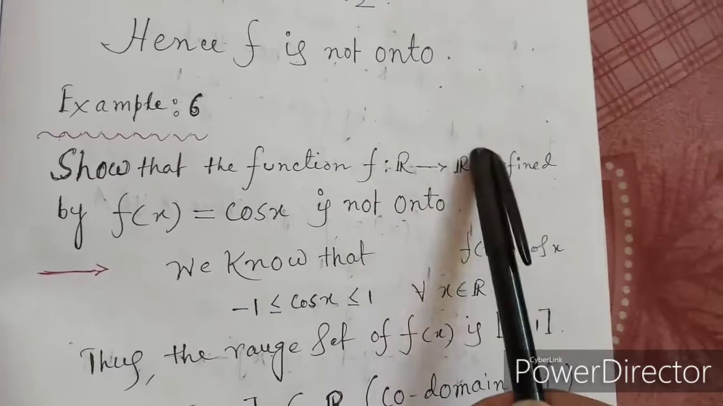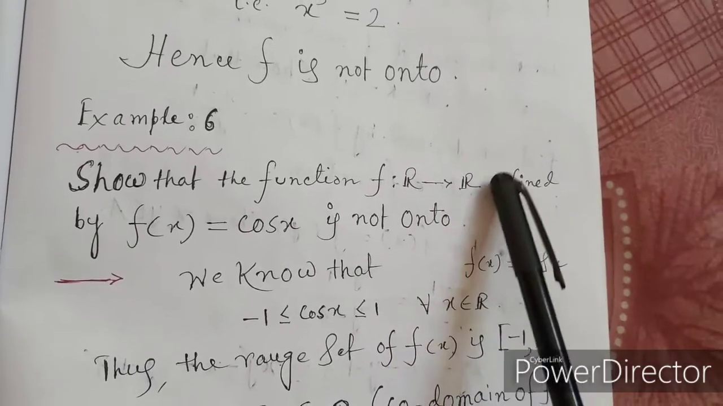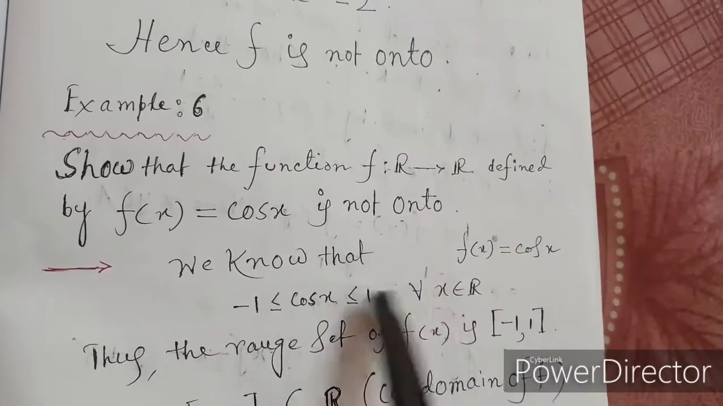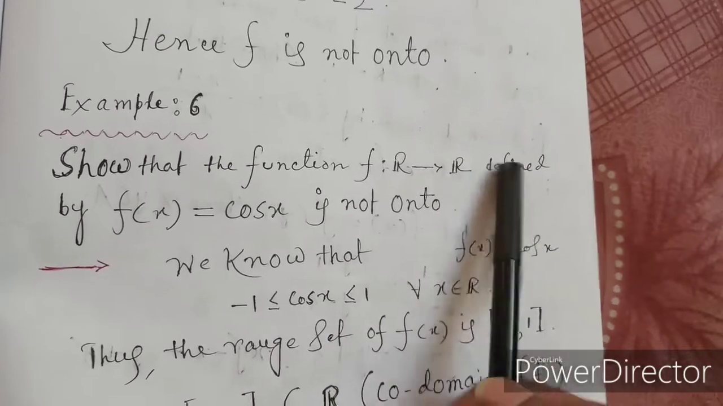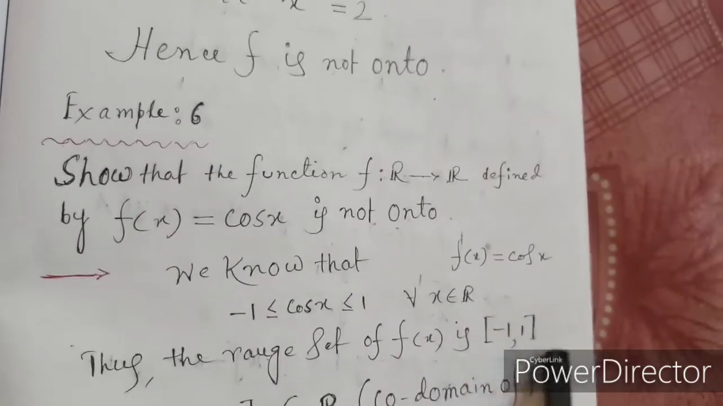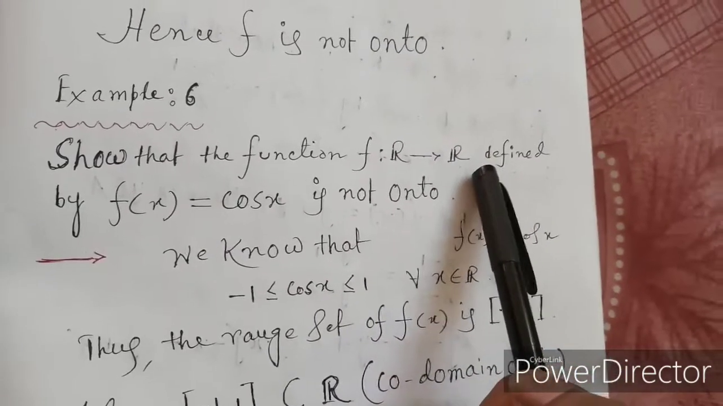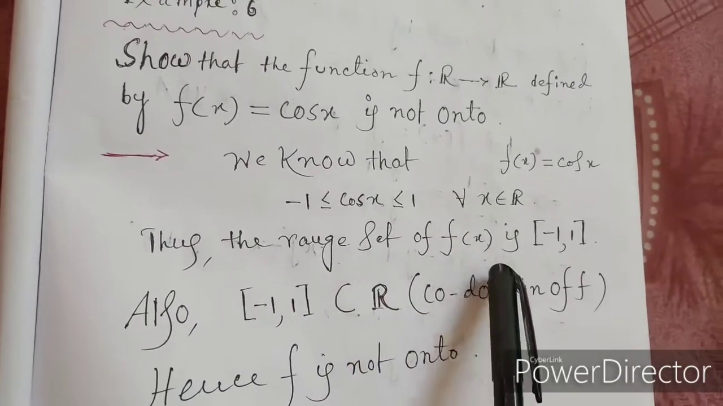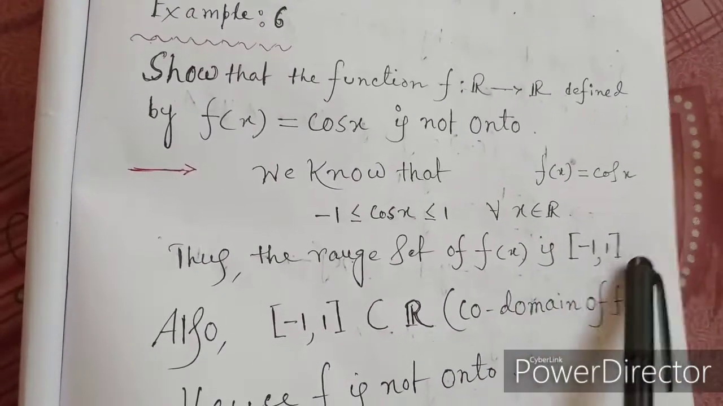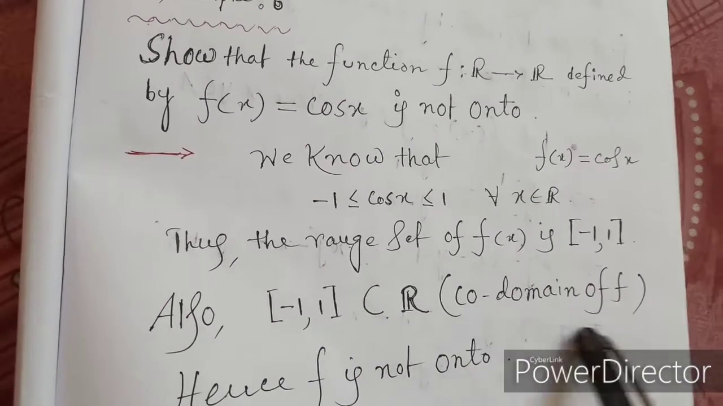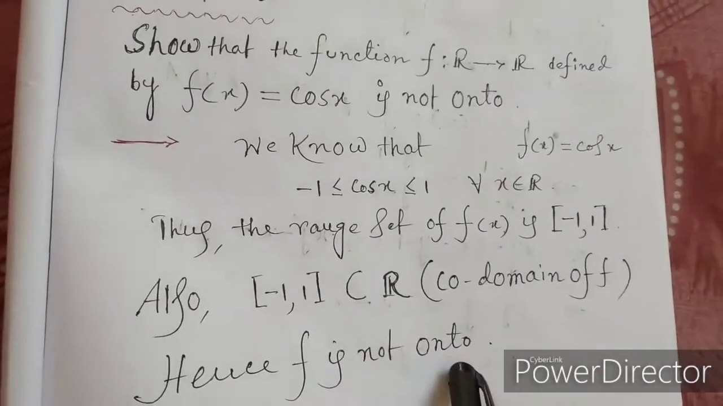And what is your codomain here? R. R is the codomain. So R and that closed interval [-1, 1] are not equal. That means the closed interval [-1, 1] is a proper subset of the codomain. That's why the function is not an onto function. Thus the range of the function f(x) is the closed interval [-1, 1]. Also the closed interval [-1, 1] is a proper subset of R, that is the codomain of f. Hence f is not onto.